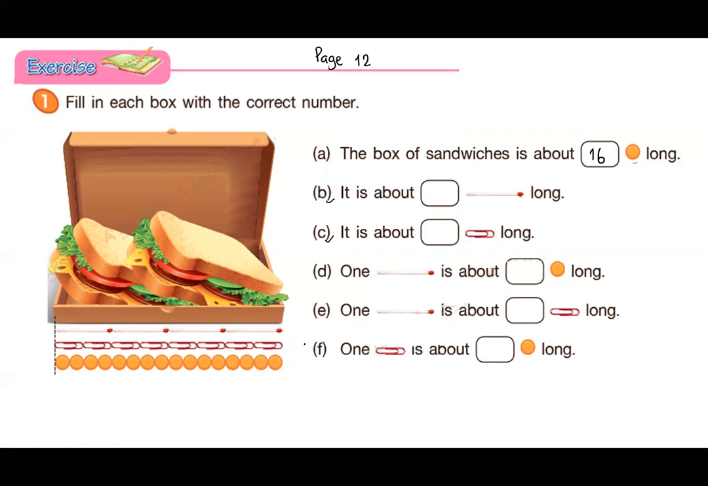Okay. Now, look at this picture. One matchbox. Okay. It's about how many of these circles? Let's see, this is one, and let's see how many circles do we have. So 1, 2, 3, 4. Yes, it's about 4. Okay. Now go ahead and answer part E and part F. Okay.